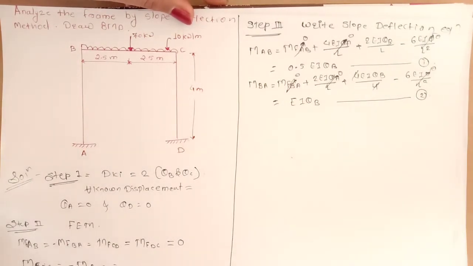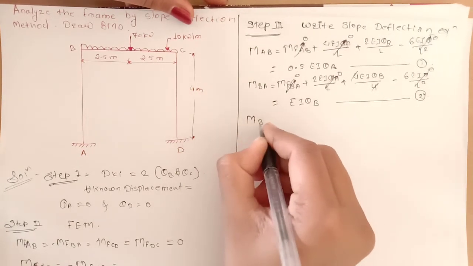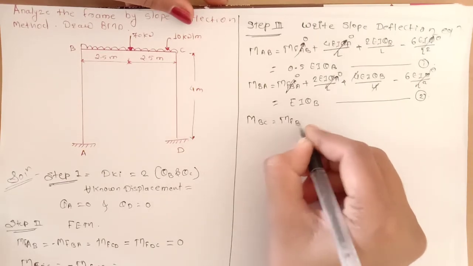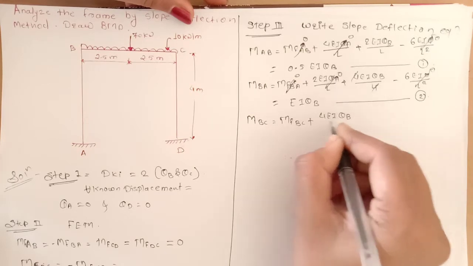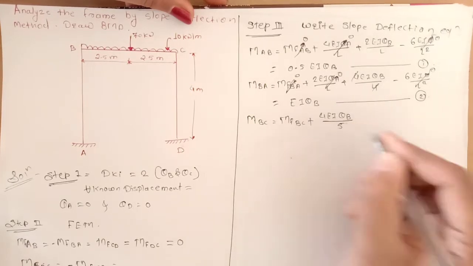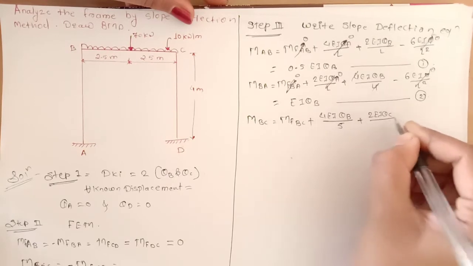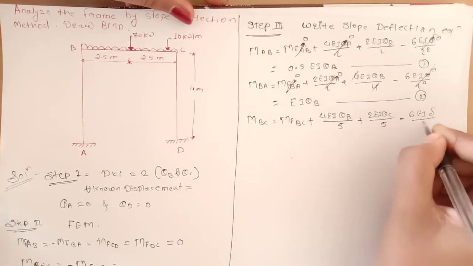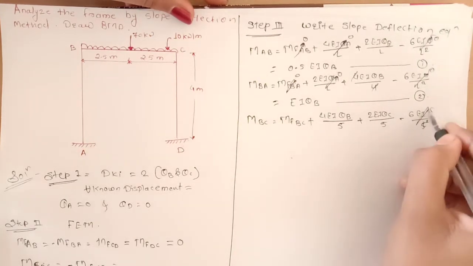Then next, the slope deflection equation for member BC is, formula, fixed end moment for member BC plus 4EI theta B divided by L, where L is 5 meter, plus 2EI theta C divided by L minus 6EI delta divided by L square, that is 5 square. So here the delta term is equal to 0.